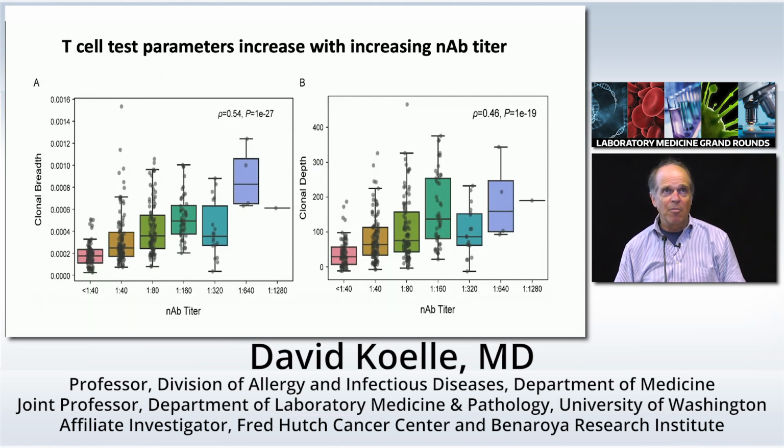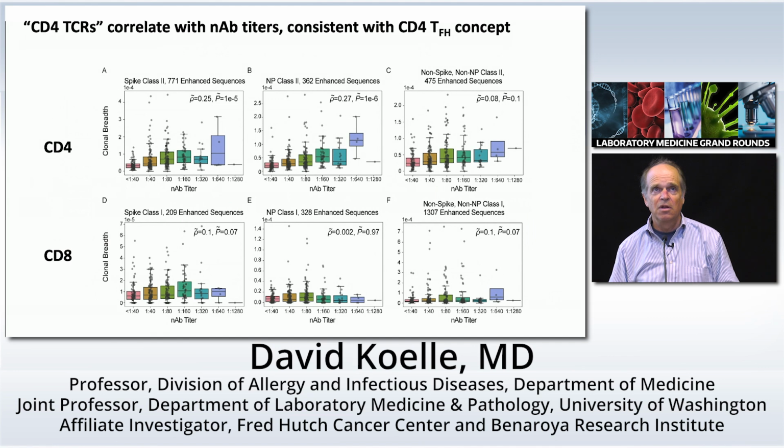I mentioned there were 2 parameters, the breadth and the depth, that you can pull out of this. And as the neutralizing antibody titer went up, these parameters based on T-cell sequence reads also tended to go up, sort of correlating maybe with the intensity and time of infection and antigenic challenge.